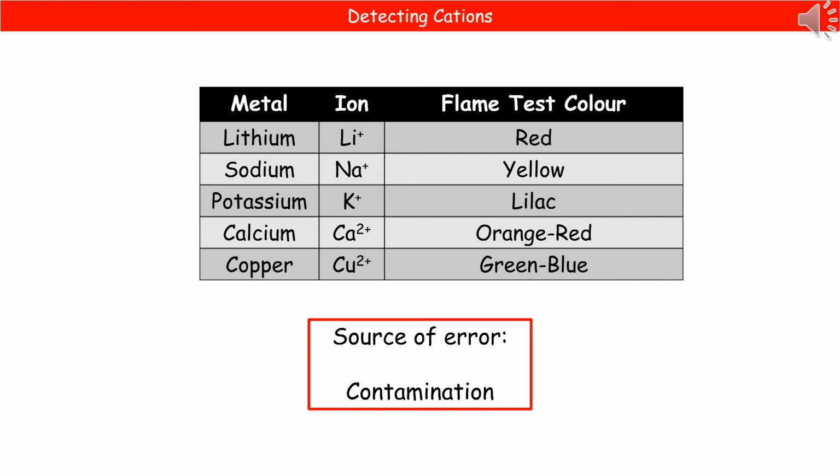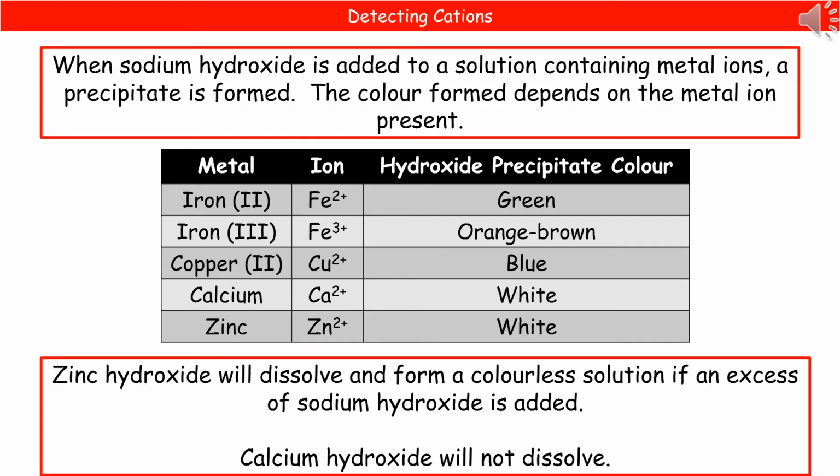Just be aware that in this experiment a main source of error is contamination. A second test we can do to detect cations is using sodium hydroxide solution. So when we add the sodium hydroxide, then a precipitate is formed, and a precipitate is an insoluble solid. The colour of that precipitate will tell us what metal ion we have. So iron 2 is green, iron 3 orange-brown, copper is blue, calcium white, and zinc is white.